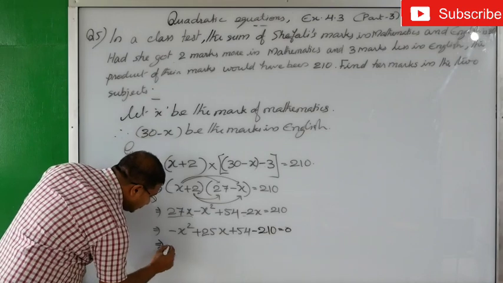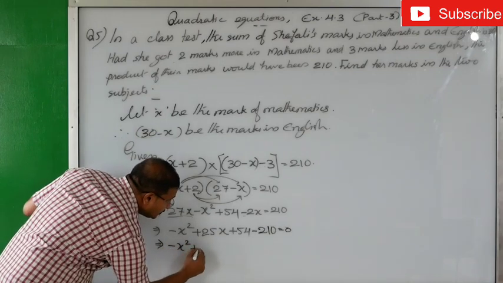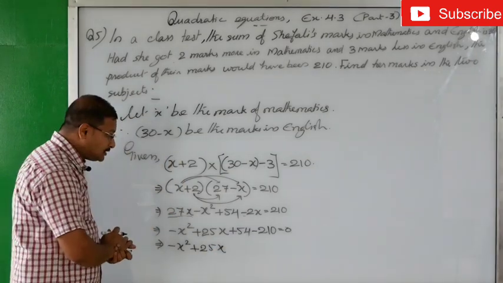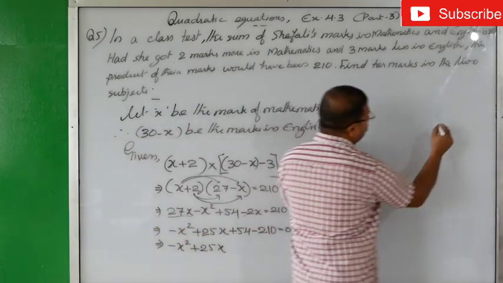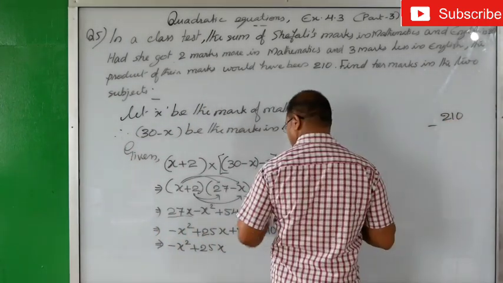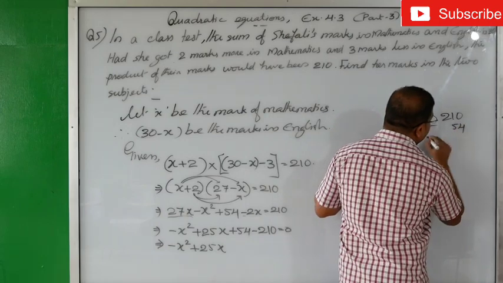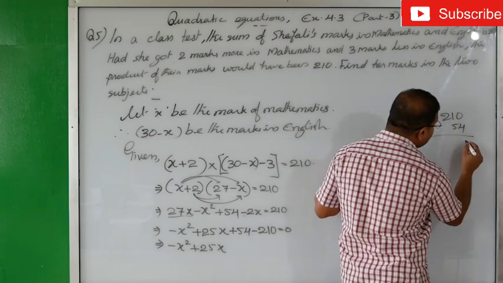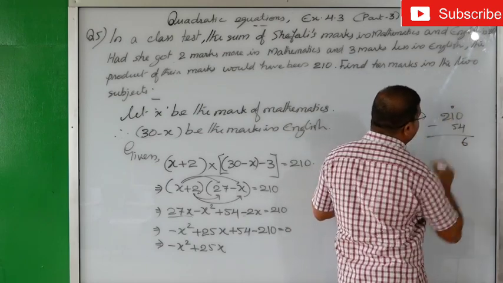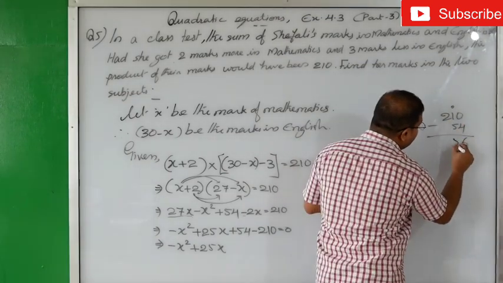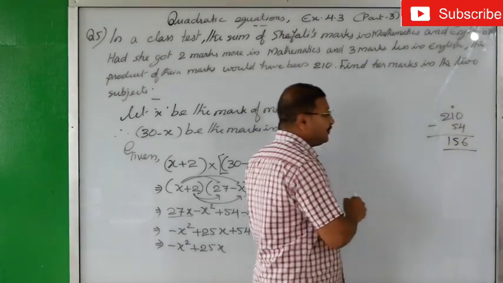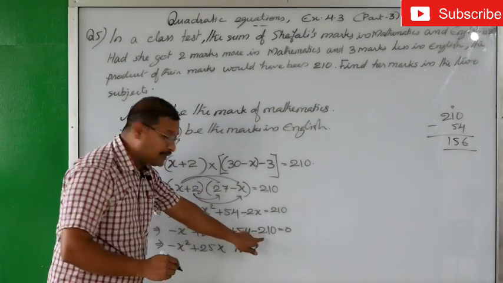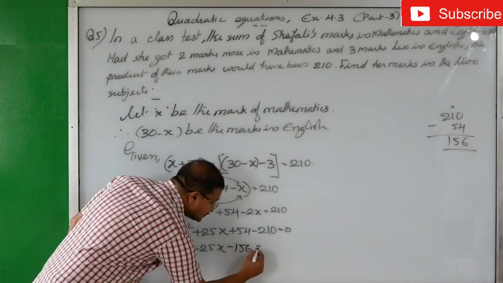This implies minus x square plus 25x, and then 54 minus 210. We can't do it directly, so we'll take from the next digit. That means 10 minus 4 is 6, then 10 minus 5 is 5 with the carry, and 1, that means 156. But the bigger number is minus, so the answer is minus 156 equal to 0.